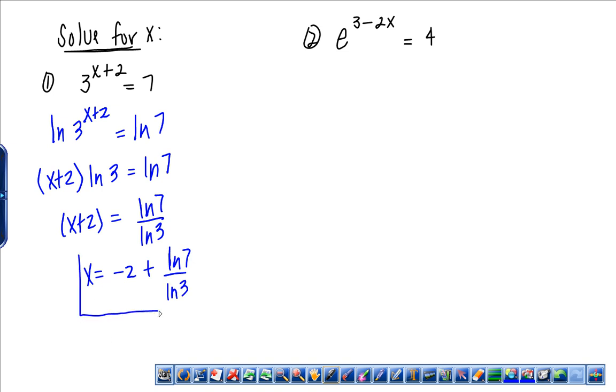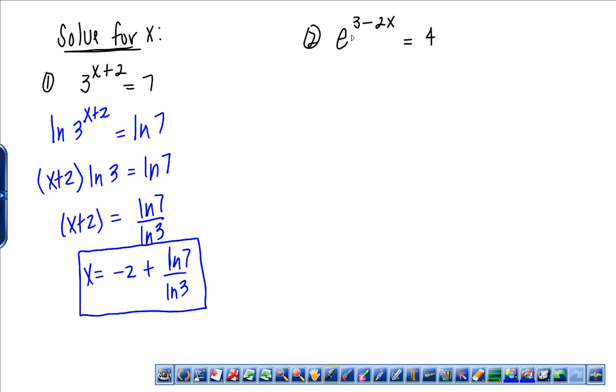And you could leave this as your answer if I was just asking you to simplify, or you could plug this into your calculator and get an answer from this. All right, and also if you use log, these could be logs, but you cannot combine the log and the natural log together. Okay, let's see what I do over here.